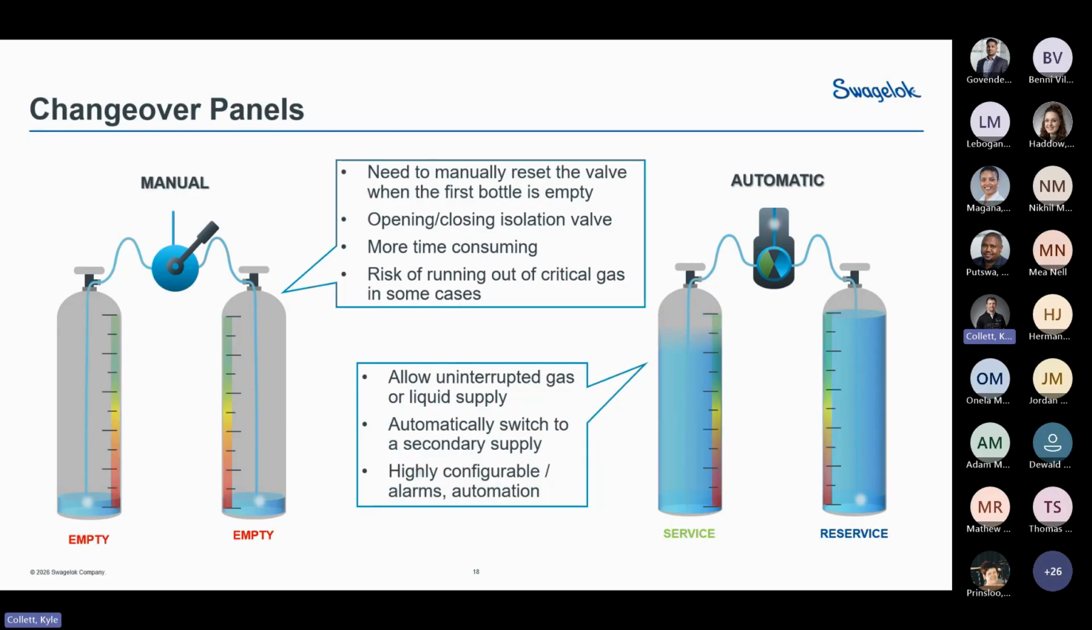If we take a look at the automatic changeover, this allows for uninterrupted gas or liquid supply. So you'll notice that it will start feeding from the left cylinder, and once this reaches the empty stage, it will automatically change over and start feeding from the right-hand bottle or your reserve bottle.